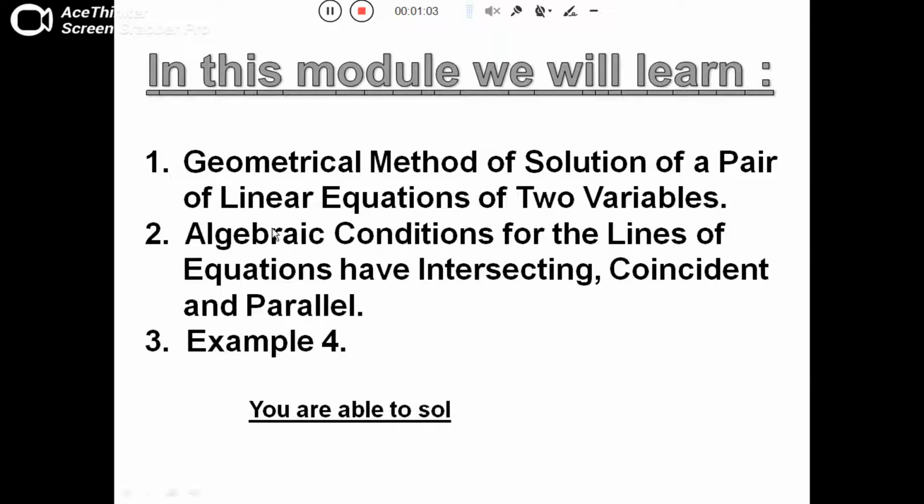And algebraic conditions for the lines of equations to be intersecting, coincident and parallel. Afterwards we will see example number 4. So after studying these conditions, you are able to solve exercise 3.2. Let us see the first condition, geometrical method of solution of pair of linear equations in two variables.